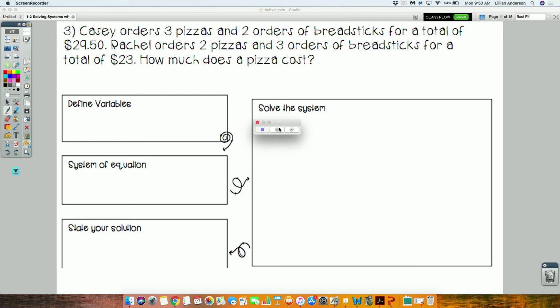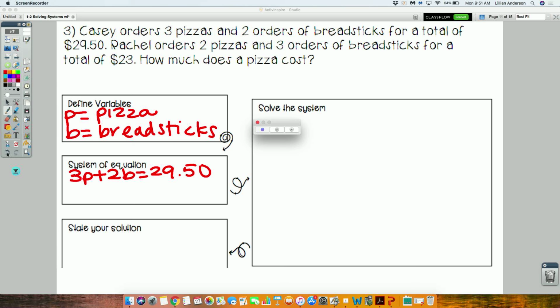What were your 2 variables? Pizza and bread. So I got pizza and breadsticks. Did you use X and Y or did you use P and B? Okay, cool. So those are my 2 variables. So then, did you get your 2 equations? What'd you get? I said 3P plus 2B equals 29. Awesome. And the second one? And 2P plus 3B equals 23. Oh, 0.00. That works too. Good stuff. Those are the systems, that's the variables. Okay, keep working.